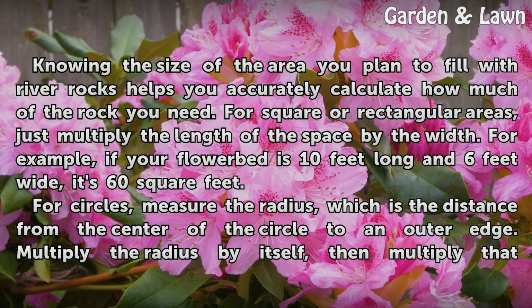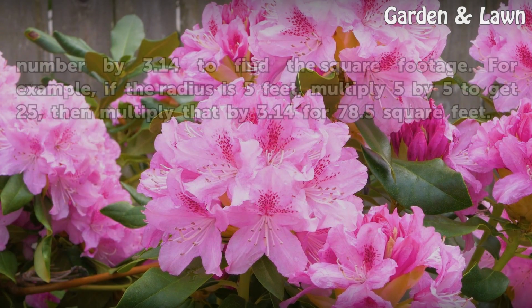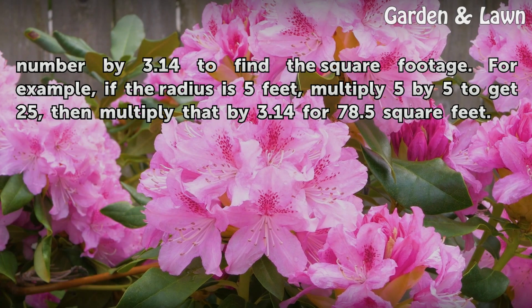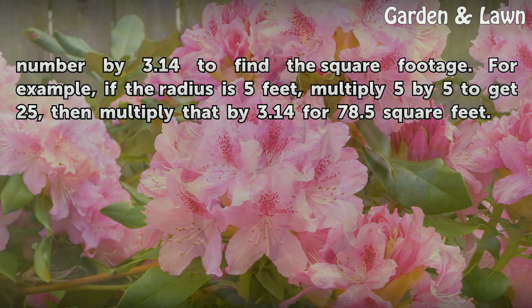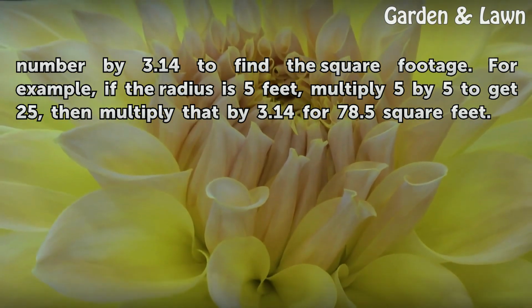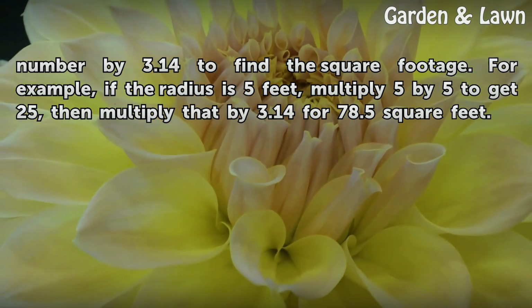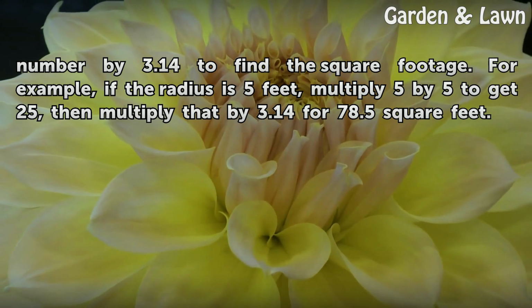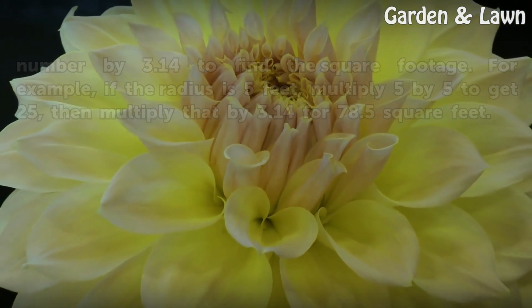For circles, measure the radius, which is the distance from the center of the circle to an outer edge. Multiply the radius by itself, then multiply that number by 3.14 to find the square footage. For example, if the radius is 5 feet, multiply 5 by 5 to get 25, then multiply that by 3.14 for 78.5 square feet.